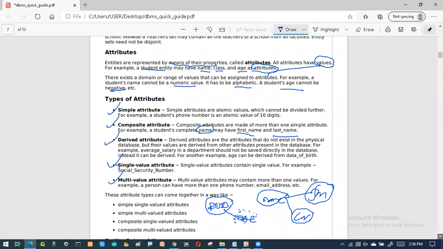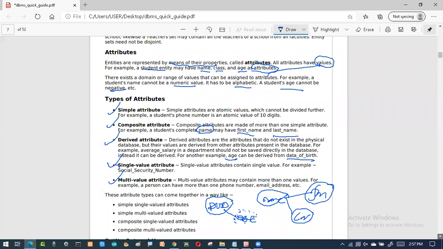For example, average salary in a department should not be saved directly in the database. Instead it can be derived. Another example is age, which can be derived from the date of birth. I have the date of birth from which I got the age. So I am not going to store any recurring information. Automatically it will come from the date of birth which I have given.